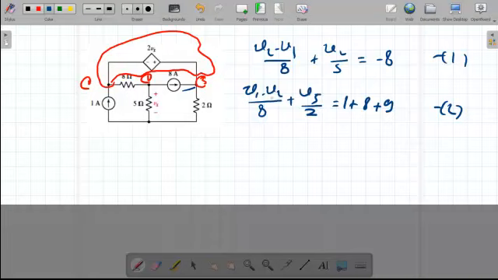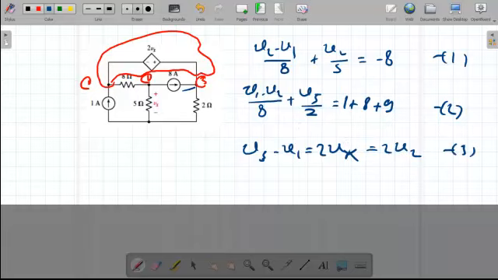So now we need a third equation. From where do we find the third equation? We can see the voltage difference between node 3 and 1 is equal to 2Vx. So we write V3 minus V1 equals 2Vx. Now please look at your circuit. Where is Vx? Vx is here. Vx is actually V2. So just V2. Can you see now we have a third equation, V3, V1, V2.